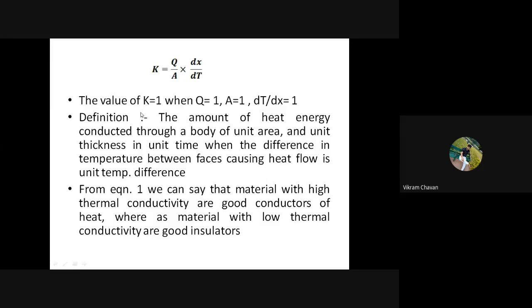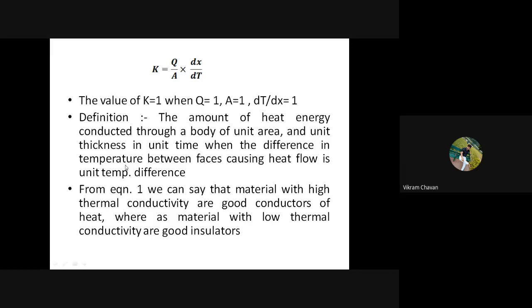So definition of k, that is nothing but thermal conductivity, is the amount of heat energy conducted through a body of unit area and unit thickness in unit time when the difference in temperature between phases causing heat flow is unit temperature difference.